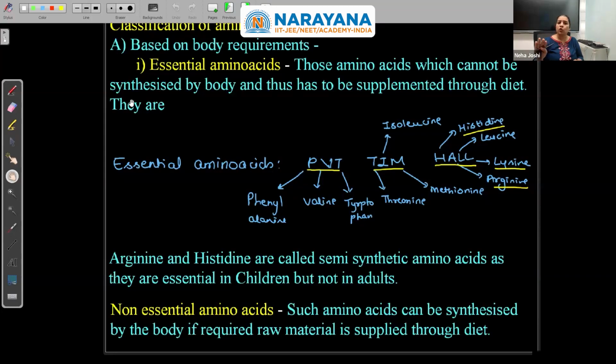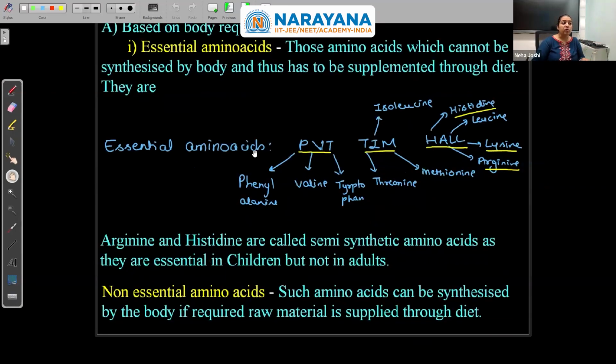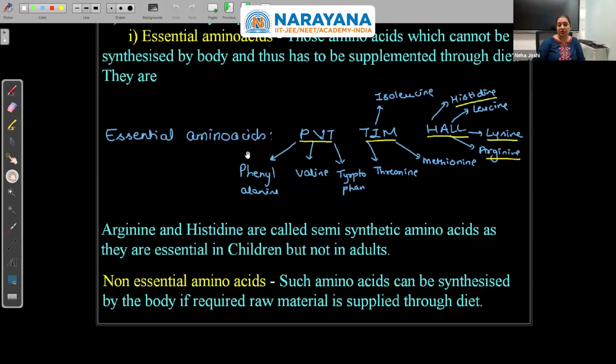Whatever we give, we don't know how to synthesize them, and thus they have to be supplemented through diet. You have to eat the right type of diet to have those in your body. Now, how to memorize essential amino acids?